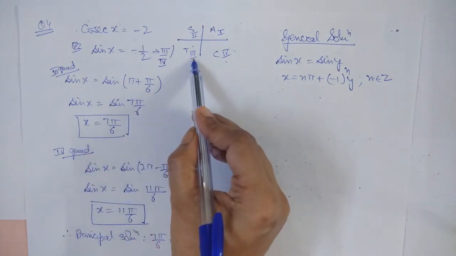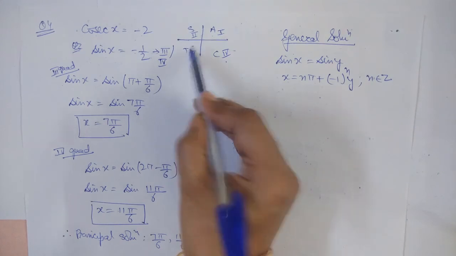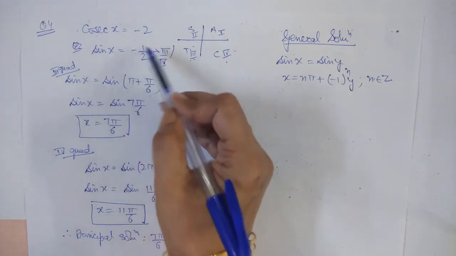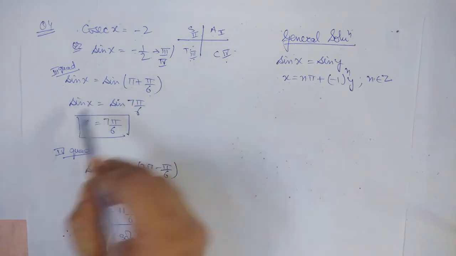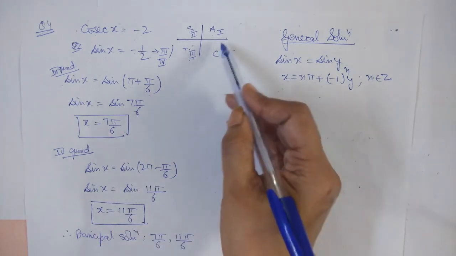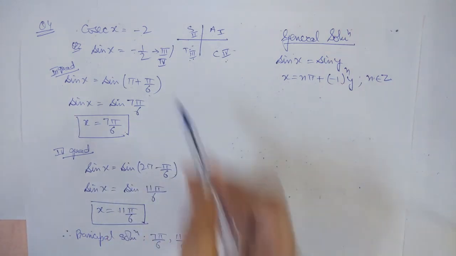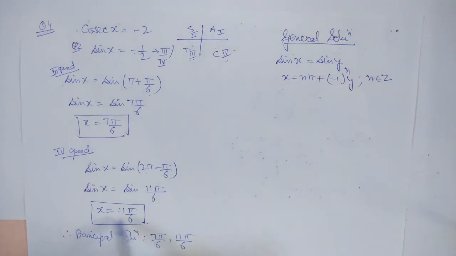Now for third quadrant, we will take 180 plus theta. We will not take 270 minus theta. Okay, so 180 plus theta. Sin x value half comes at which angle? At pi by 6. So we will take 180 plus pi by 6. Solve it, you will get x equals 7 pi by 6. For fourth quadrant, you will take 360 minus theta. So x equals 360 minus pi by 6, you will get the another principal solution as x equals 11 pi by 6. So these two are principal solutions.